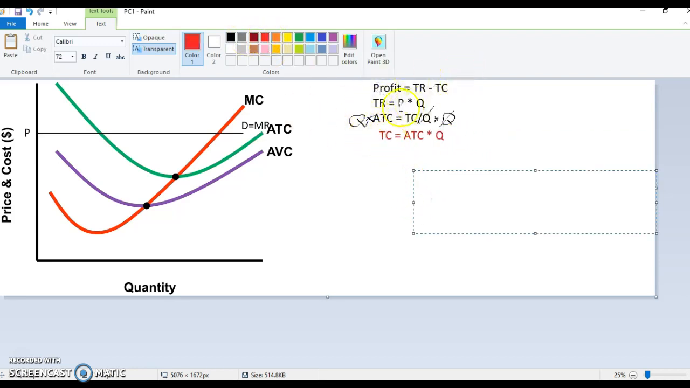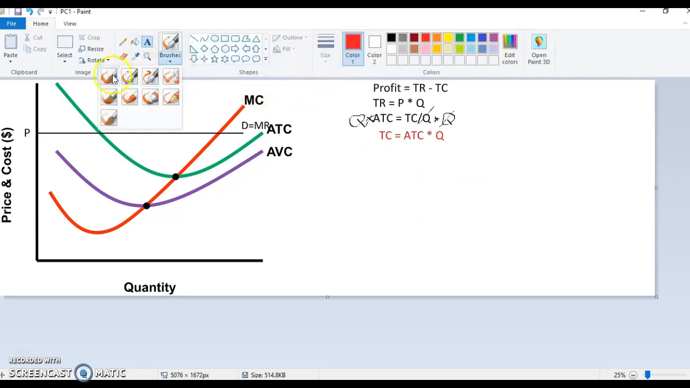So the profit formula, the total revenue formula, and this total cost formula are what we're going to use to derive information from this graph, our per unit graph, to get it into essentially total overall information. Okay, so let's follow our steps. Step 1, find Q star with the intersection of marginal revenue and marginal cost. Right here.